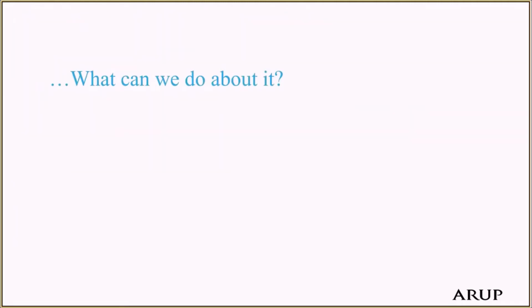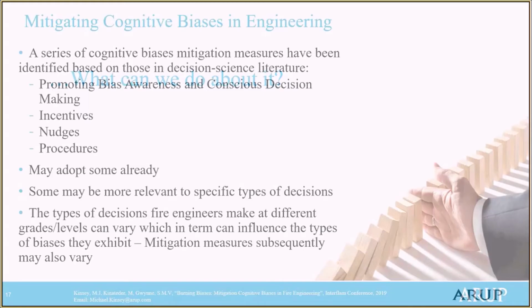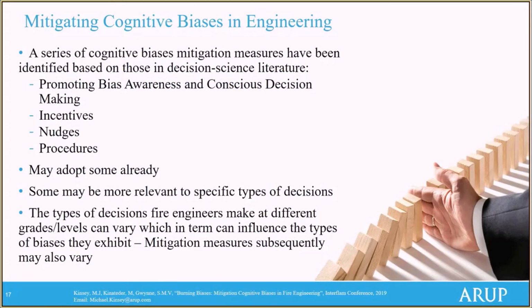So there are some cognitive biases that we've identified in engineering, and the list is by no means exhaustive or complete, but hopefully they'll highlight the fact that the cognitive biases are wide-ranging at different areas in the design process. So what can we do about it? What we've done is identify or categorize a series of cognitive bias mitigation measures based on decision science literature, and they're broadly based into these four areas: promoting bias awareness and conscious decision making, incentives, nudges, and procedures.